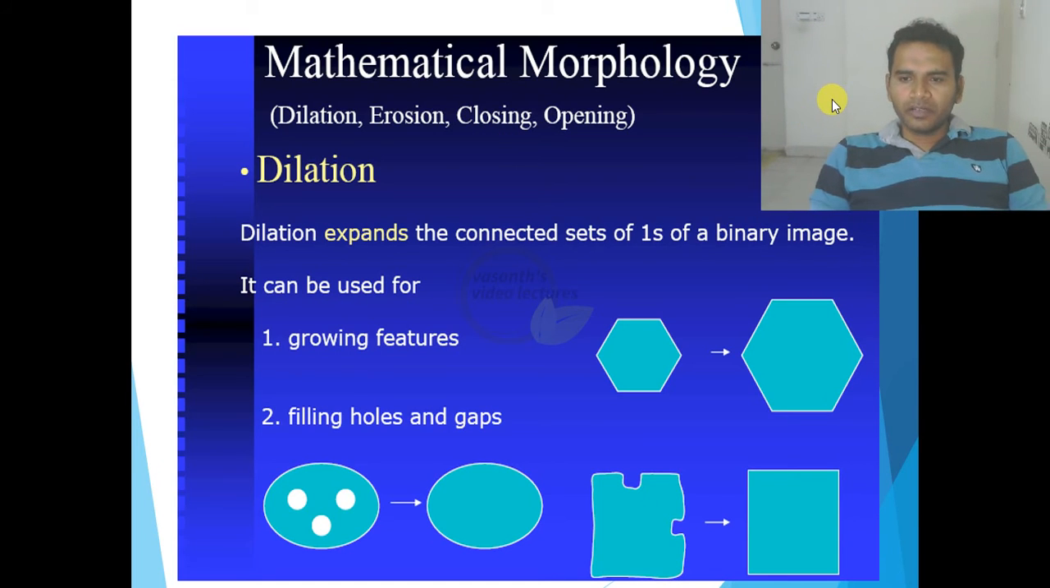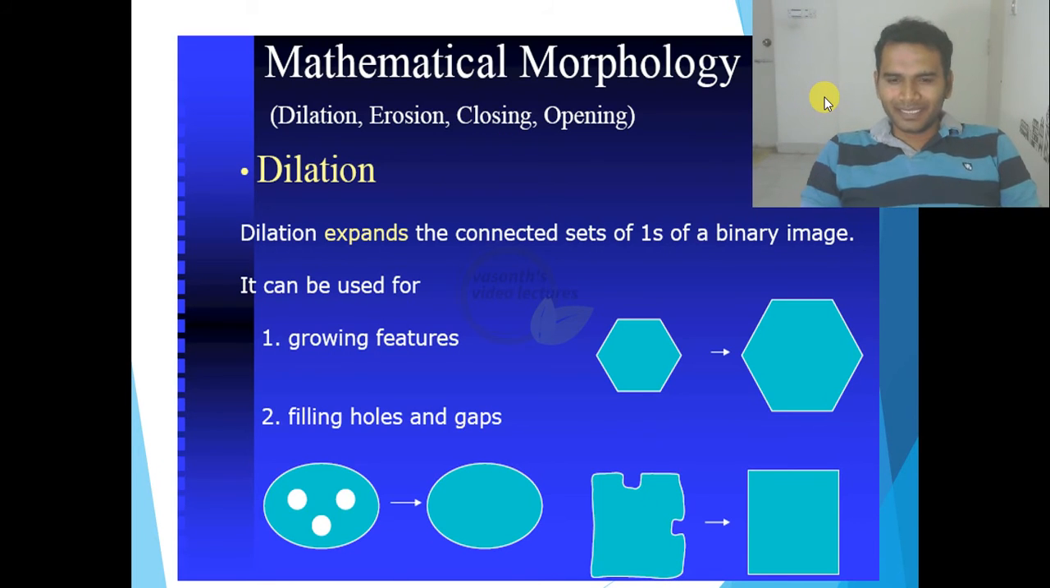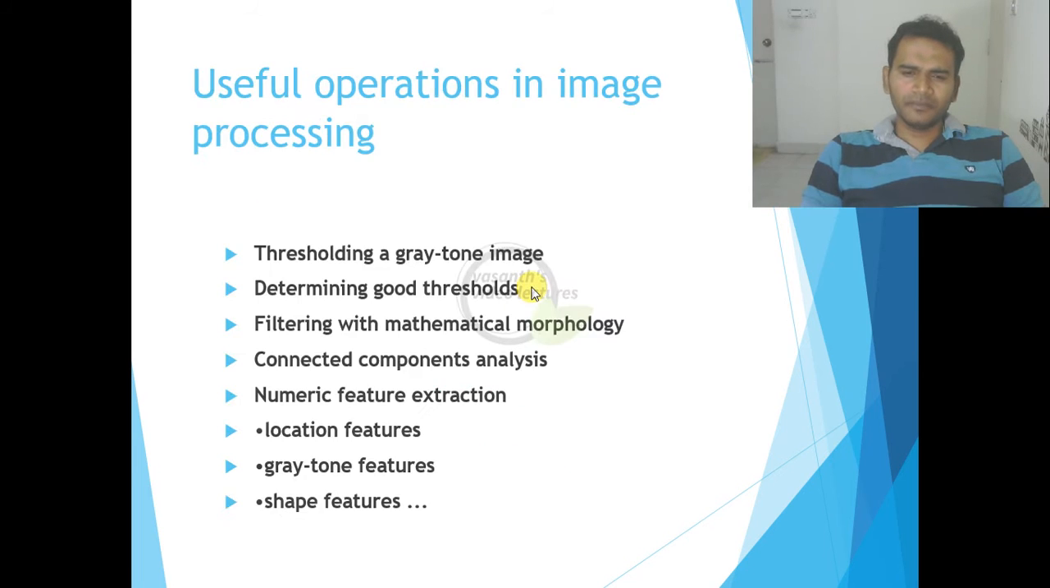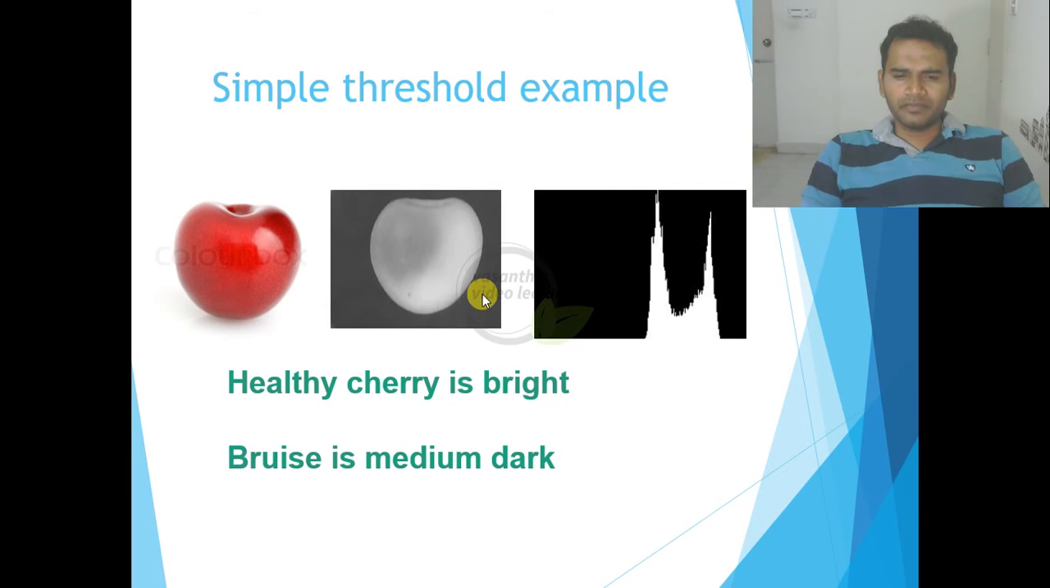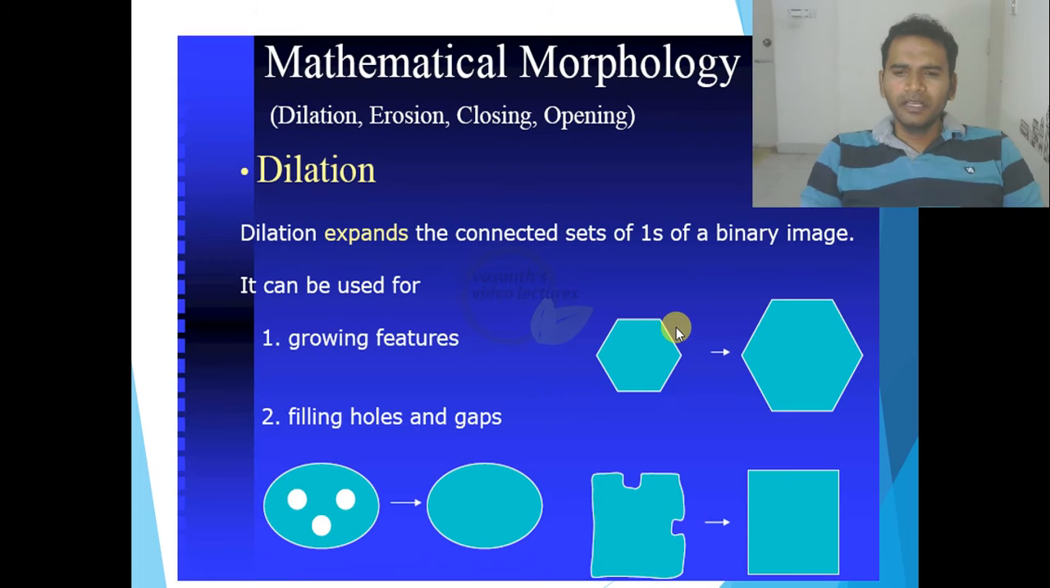Then we have something called mathematical morphology. Dilation is a very fundamental mathematical morphology. When you are defining dilation, it connects the set of zeros and ones in the case of a binary image. You can visualize this. This is a grayscale image. A binary image will have only two things, either black or white. So something like this histogram. It connects the set of ones in a binary image, and then it can be used for developing some features, that is growing features, then filling some features.